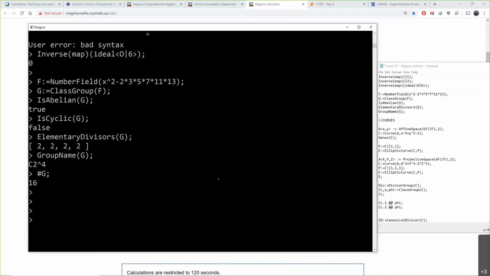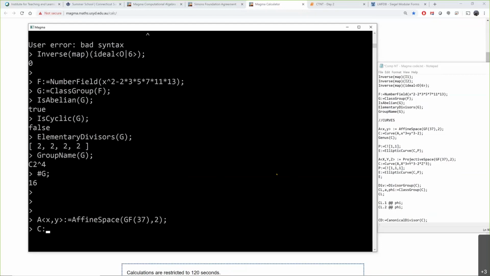Okay, let's do some curves. Let's do things related to what Somia was doing yesterday. So we can define very similarly to what we did in Sage. I can define an affine space over GF(37), 2. Okay, so that means it is the affine plane over a finite field of 37 elements.